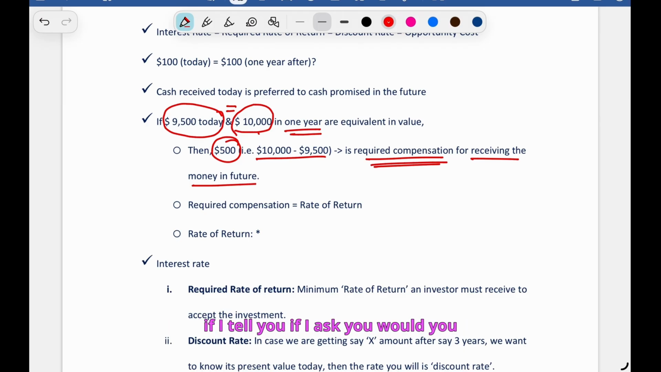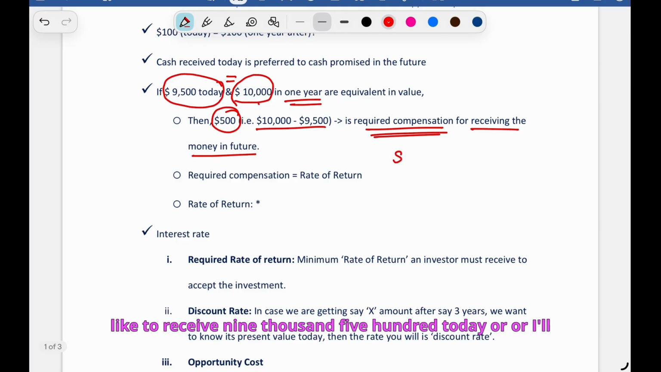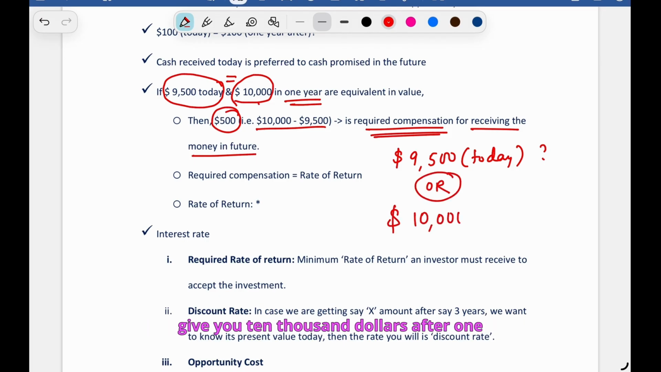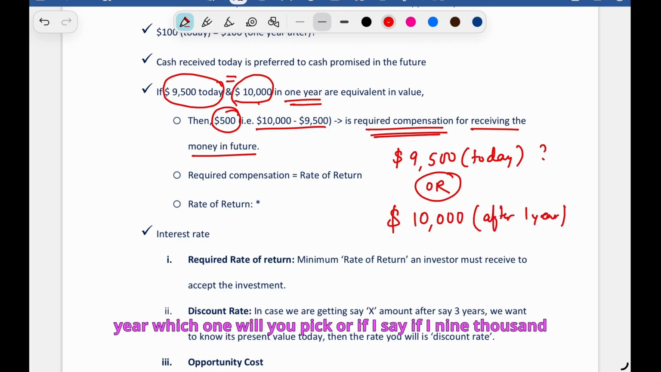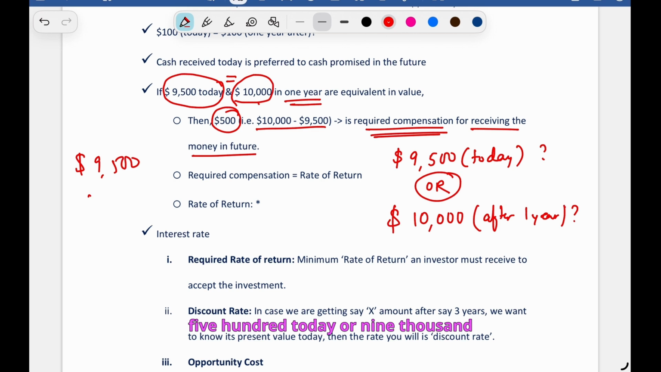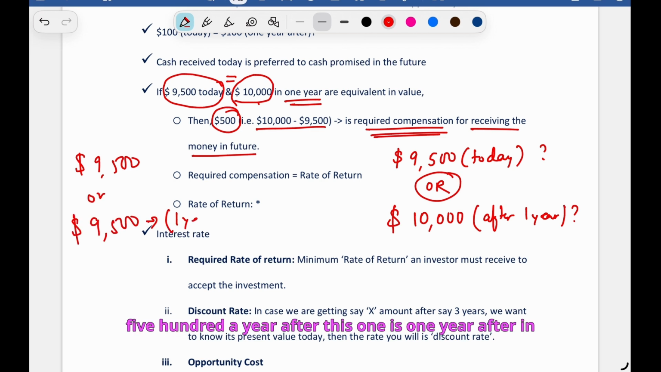So it's just like this. If I ask you, would you like to receive $9,500 today, or I'll give you $10,000 after 1 year? Which one will you pick? Or if I offer $9,500 today or $9,500 a year after. In this case, you'll definitely say give me today, right?